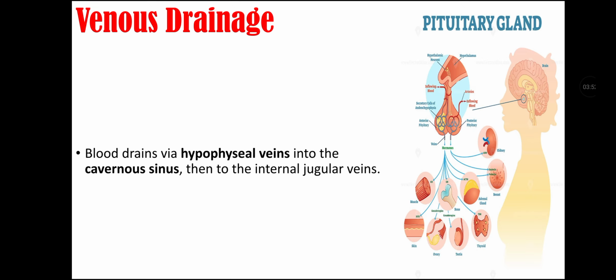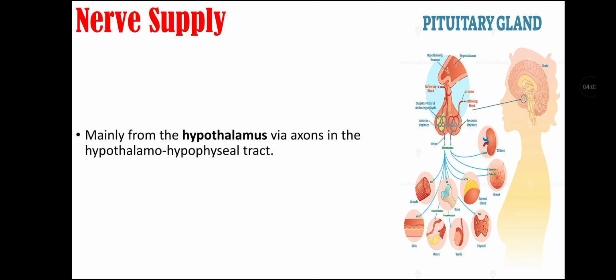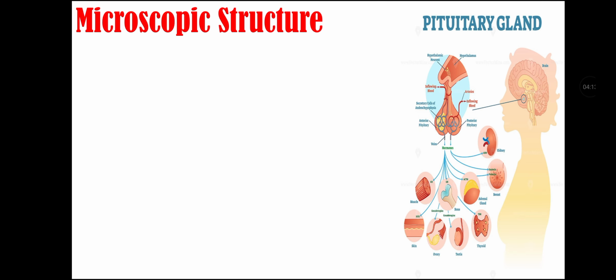Venous drainage of pituitary gland. Blood drains through hypophyseal veins into the cavernous sinus. Then this cavernous sinus drains into internal jugular vein. Nerve supply of pituitary gland. Nerve supply is mainly from hypothalamus through axons in the hypothalamo-hypophyseal tract. No direct autonomic innervation for endocrine function is there.